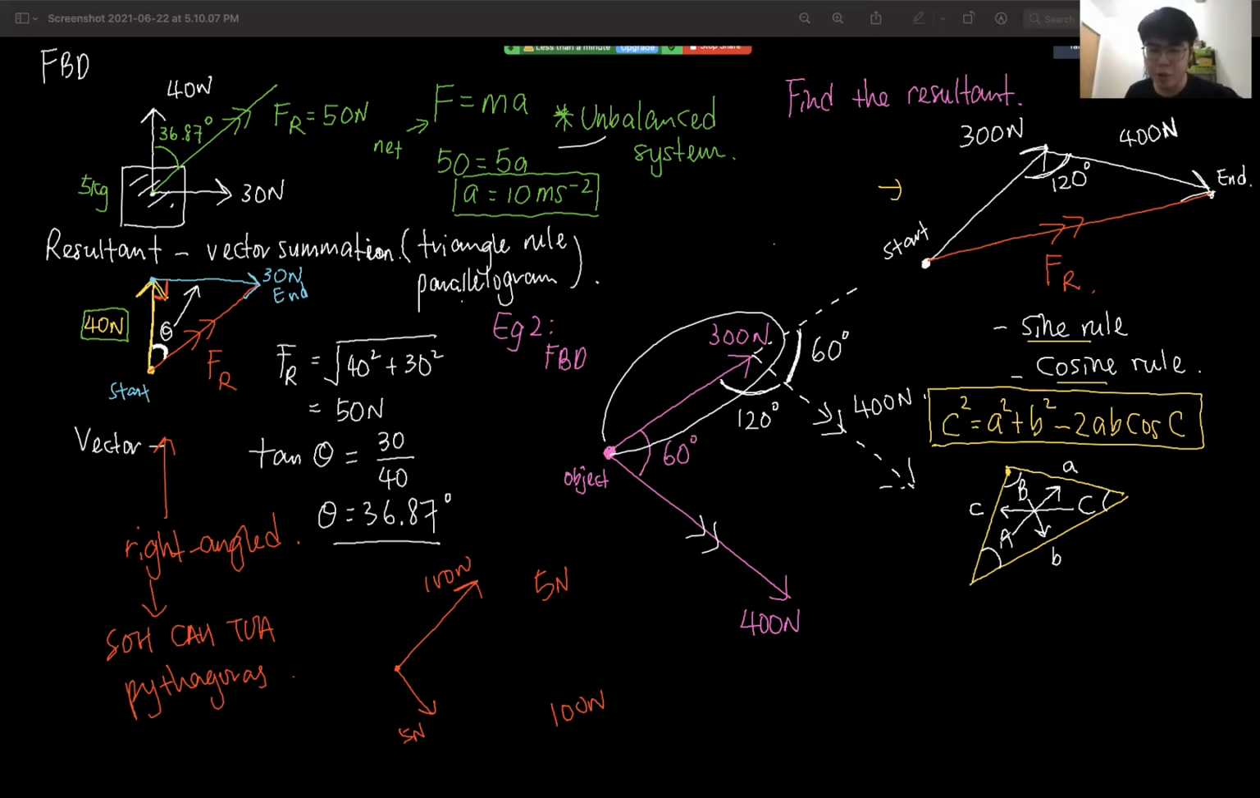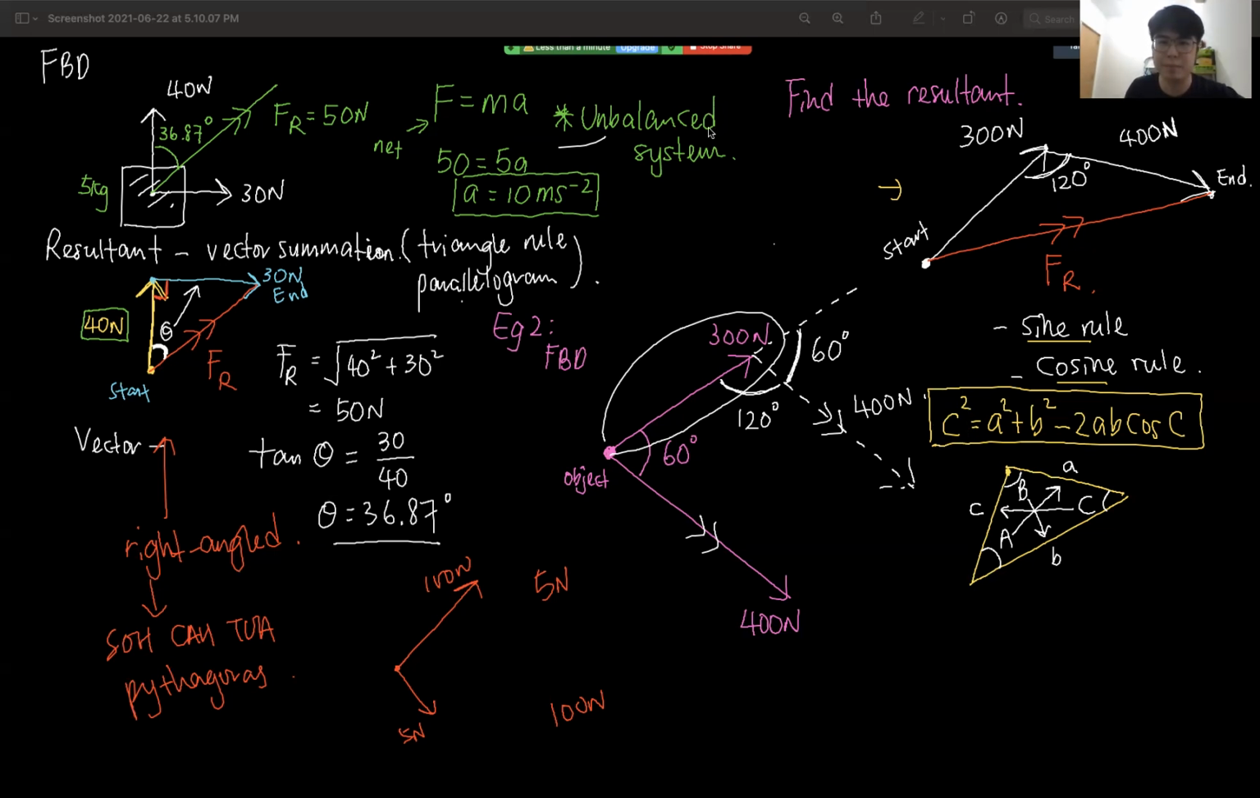Okay, so the capital letter is the angle, and the small letter is the length of that side. And then c square is the one that I want to find. I repeat, the one that I want to find, I always let it become C. So which one I want to find here? FR, right? FR I want to find. So FR is my c.